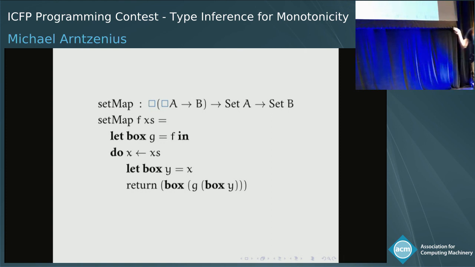So I don't expect you to understand this code, but what the function is supposed to do is take a function from A to B and take a set of A's and map the function over every element in the set, produce the set of results. And this is monotone in the input set, because growing a set means adding elements to it. If we add elements to the set we're mapping over, we add elements to the result. But it's not monotone in the function you're mapping over it, and the function itself doesn't have to be monotone. And to convey that information to the type checker, we need all these annoying annotations.